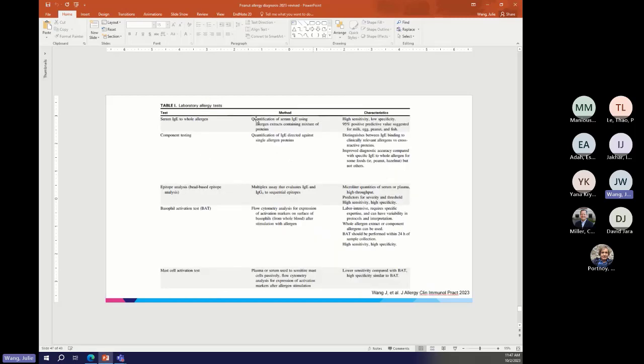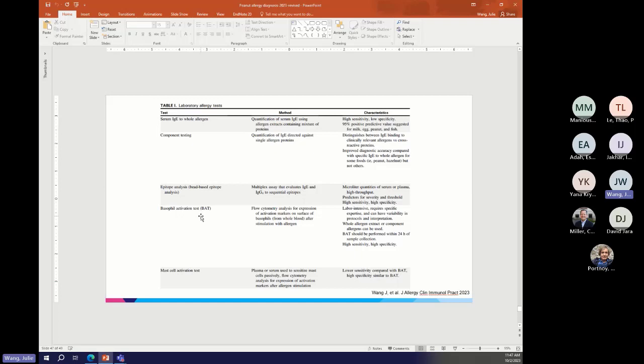Here is a summary of the different lab tests available. So we talked about IgE, the whole allergens. We talked about component testing. I just mentioned epitope analysis. Basophil activation tests and mast cell activation tests are also under investigation.